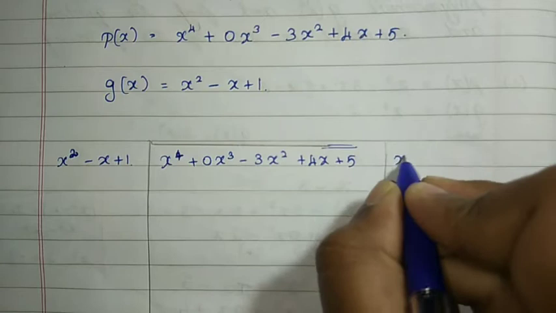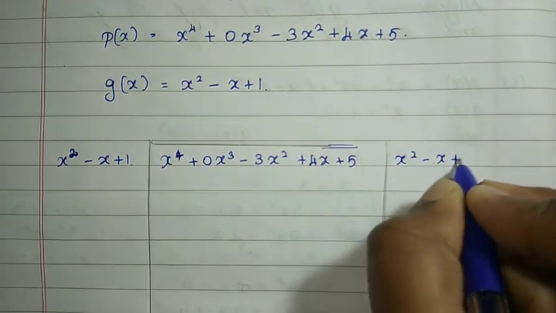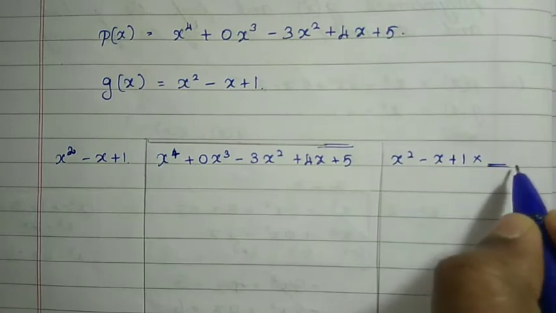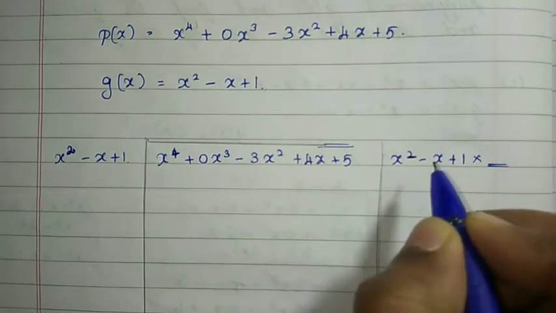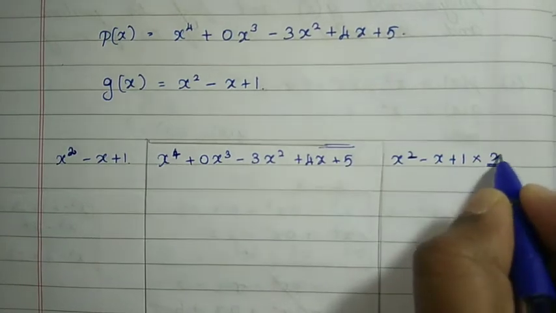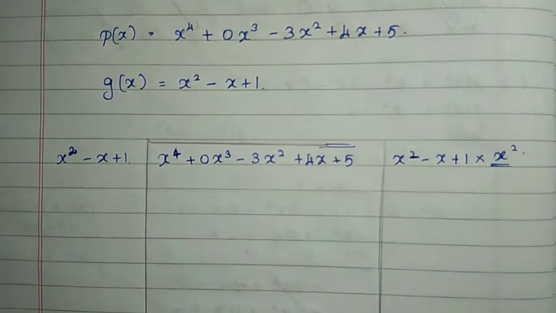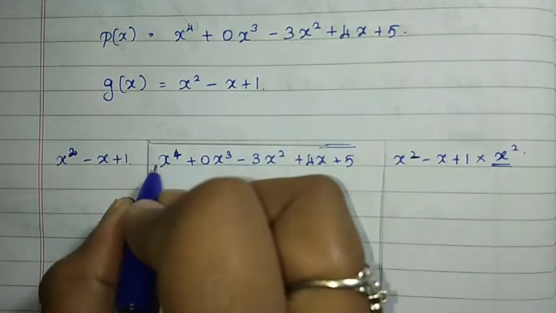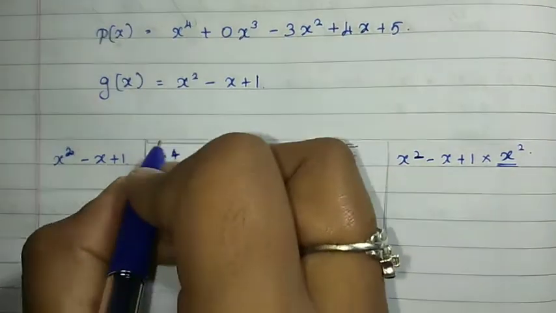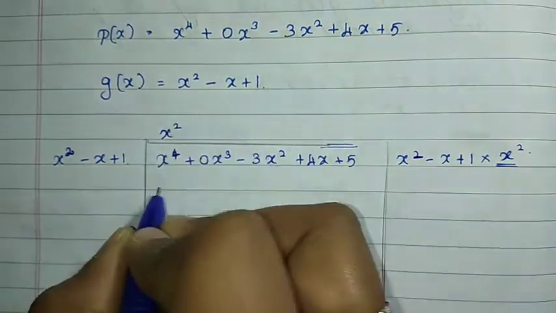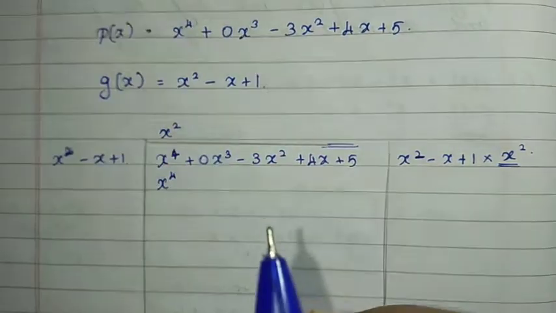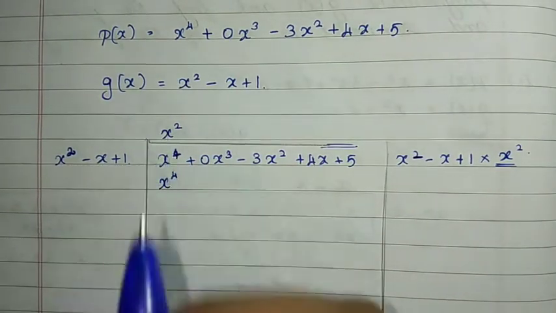So now I have to multiply with something with g of x in order to get my dividend. So x square is here. X square into x square gives me x power 4. So I will be multiplying with x square now. I need not have any quotient because my quotient is 1 over here. So I will have x square. So x power 4: x square into x square is x power 4, minus x into x square.